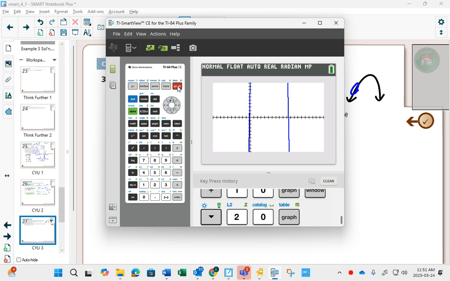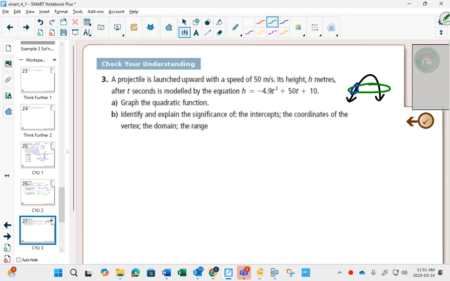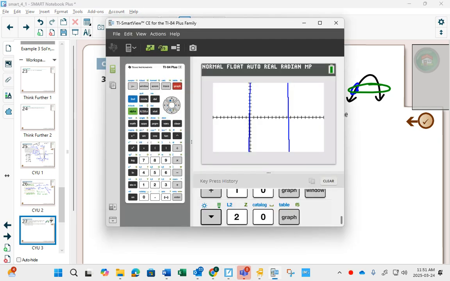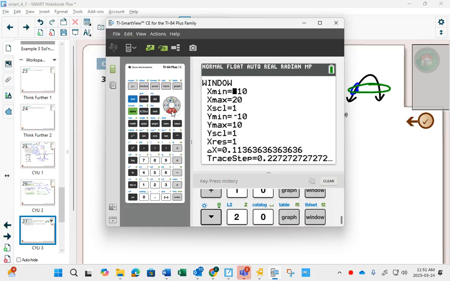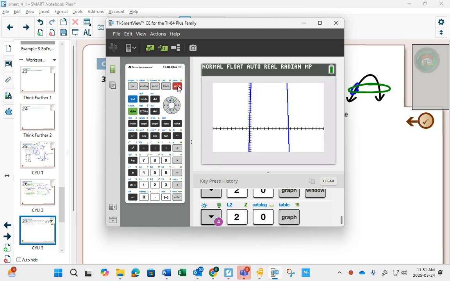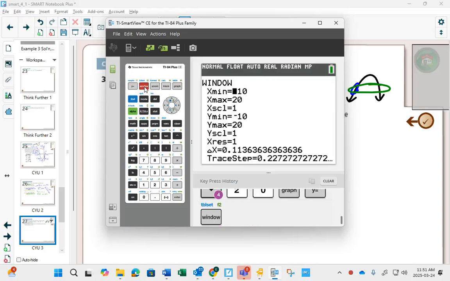Oh, now I found, it looks like right now, I'm sort of looking at this part. That's my window, but I can't see my vertex yet. So I want to see higher. So I'll go back to my window, and I'll try changing this to 20. And I hit graph. Is it enough? So I go to my window button. I try 30.